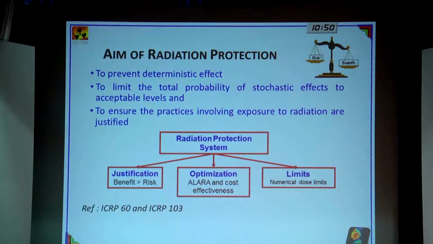The aim of radiation protection is to prevent the deterministic effect and to limit the total probability of stochastic effects to acceptable levels, and to ensure that the practices involving exposure to radiation are justified. So the system of radiation protection has three principles.